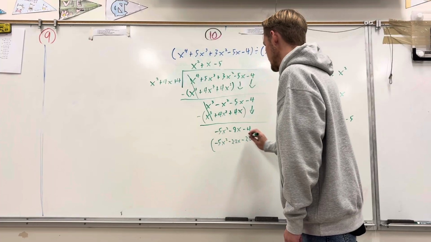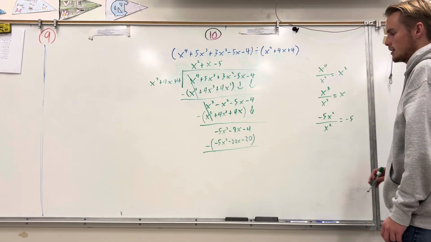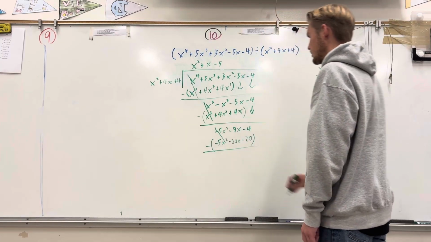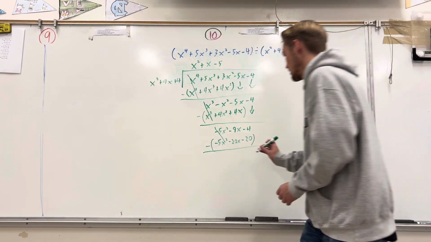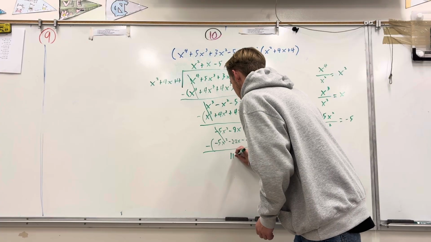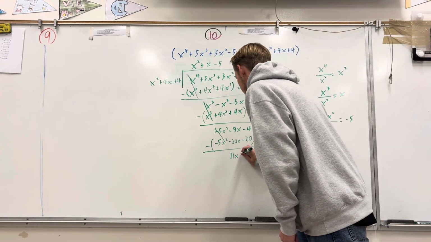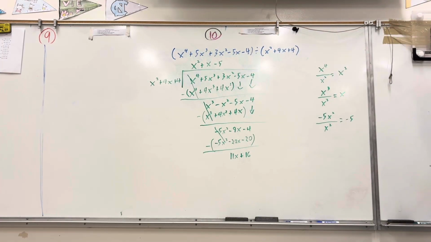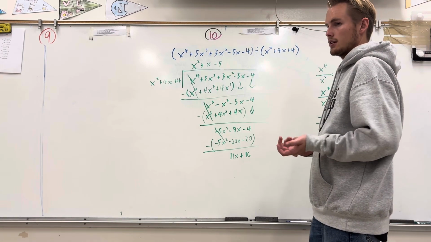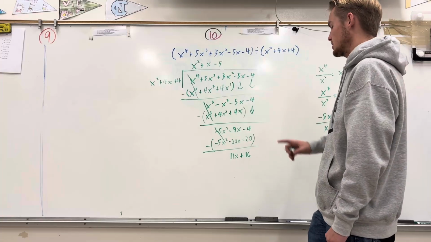And so now we're going to subtract these. Once again, these cancel out. Negative 9x minus a negative 20x, that is just 11x. Negative 4 minus negative 20, that is just a positive 16. And now we get to a point where you may think, if you watched my last video, okay, we're going to do division one more time. That's not actually the case.